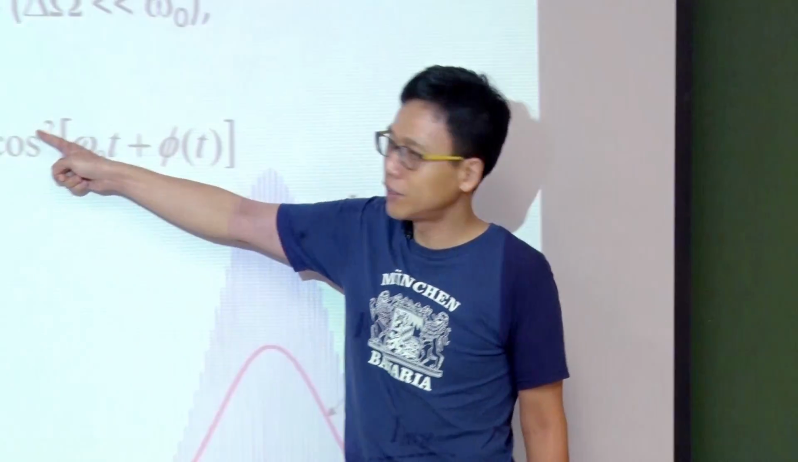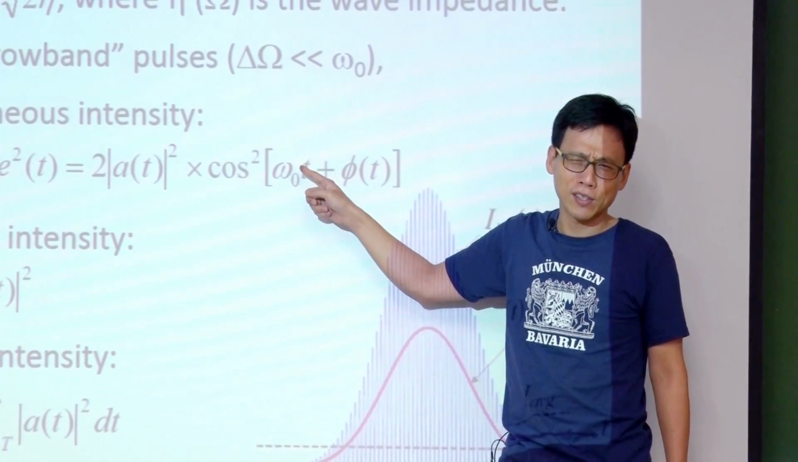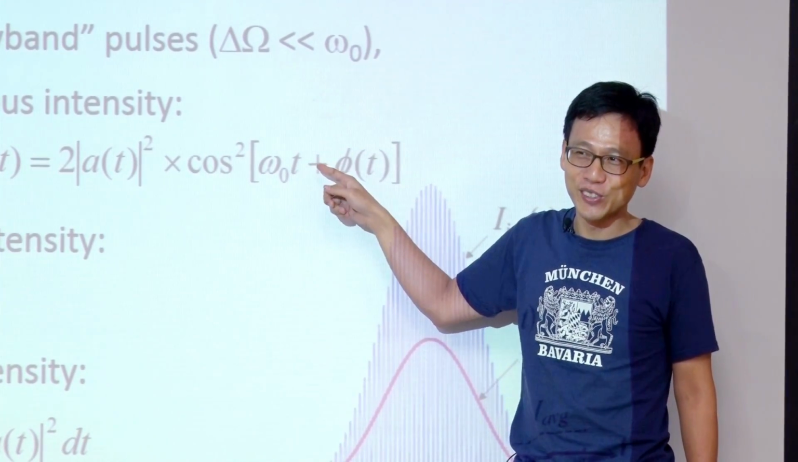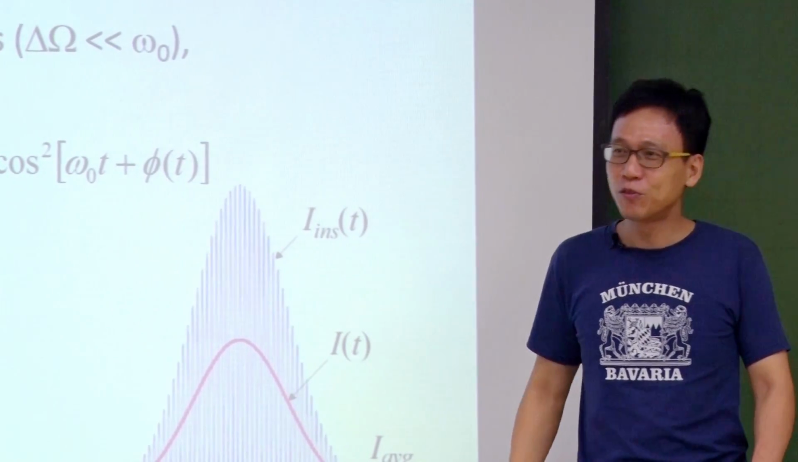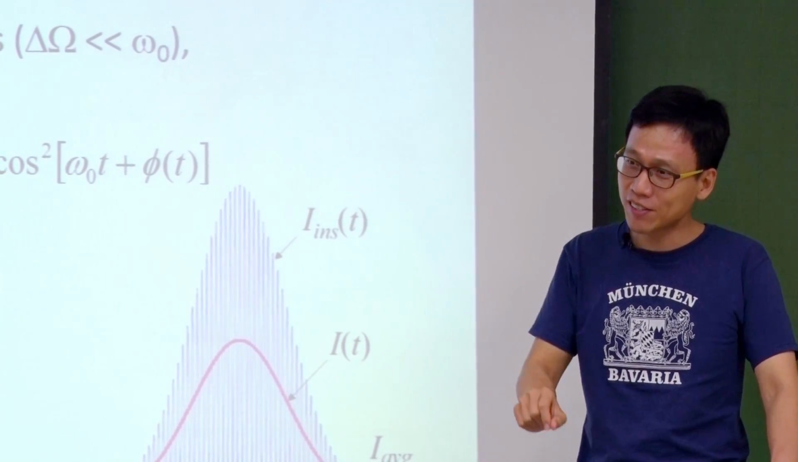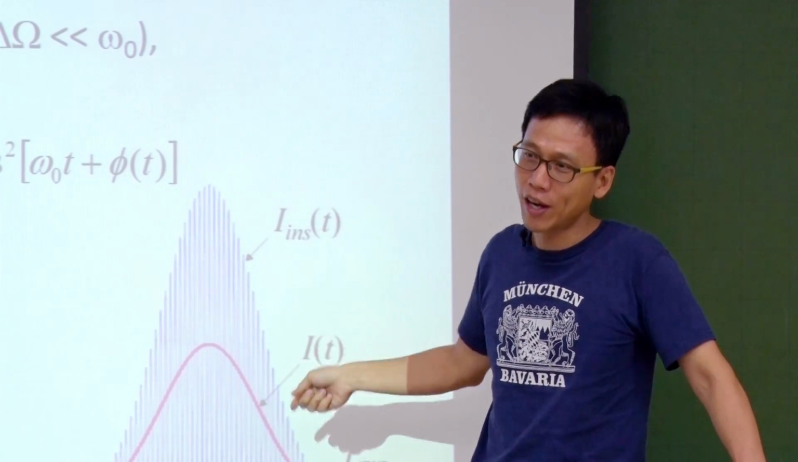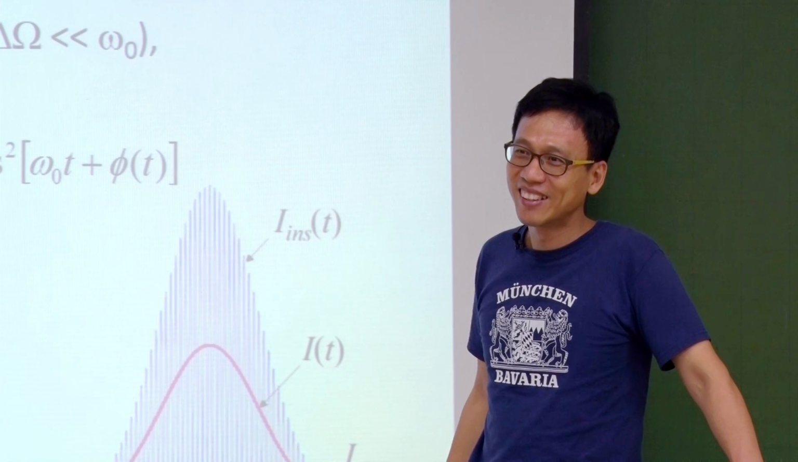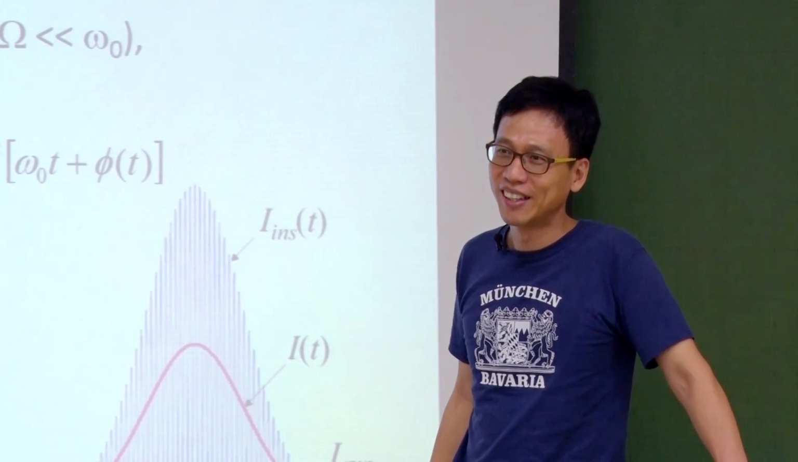Because of the square, cosine squared theta is 1 plus cosine 2 theta over 2, right? The frequency is doubled. Between the field and the intensity, because of the square relation, the intensity oscillates twice as fast.